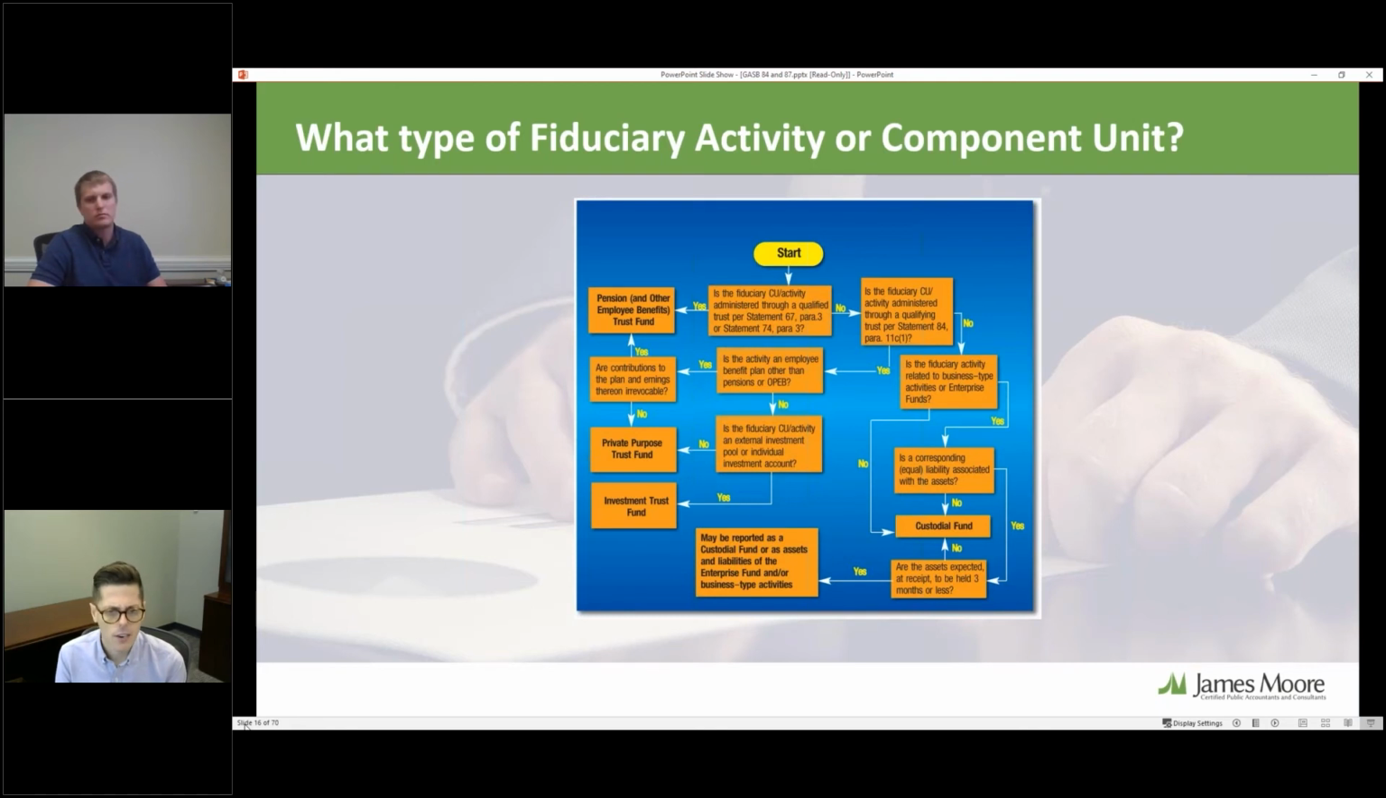So again, as you follow through, if you were to consider an activity that is not under Statement 67 or Statement 74, you then follow that tree through to determine if it's a custodial fund or if it meets the definition of an investment trust fund. But again, under that custodial fund, certain investment assets would need to be shown separately.